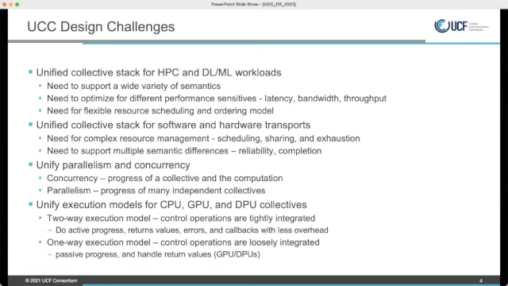Another model is what we call a one-way execution model. Here, between the thread calling the collective and the thread executing the collective, there is a higher latency to interact between these two. And this kind of model maps to something like GPU and DPU. So we want to support these two models and map these to CPU, GPU, and DPU. And we think this can cover a large variety of architectures.